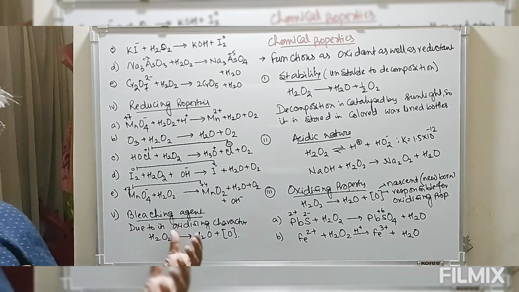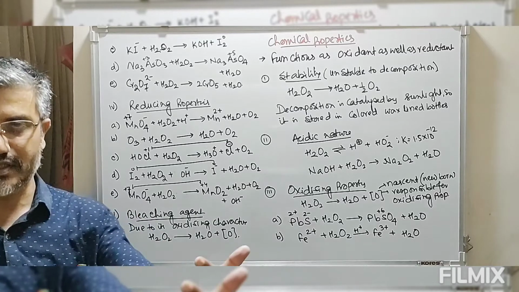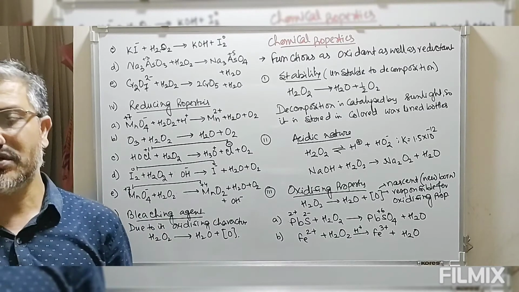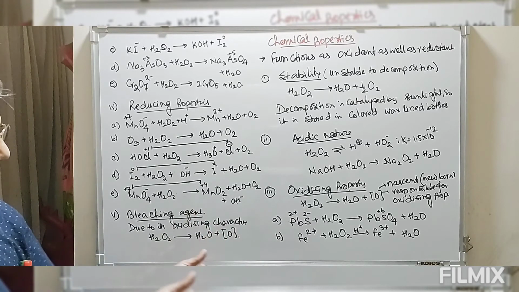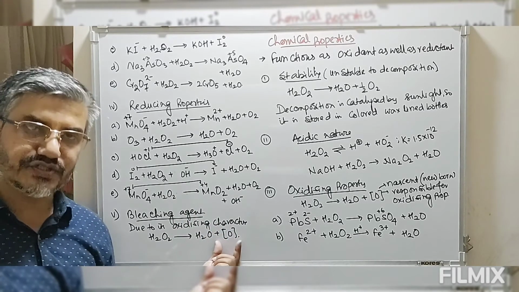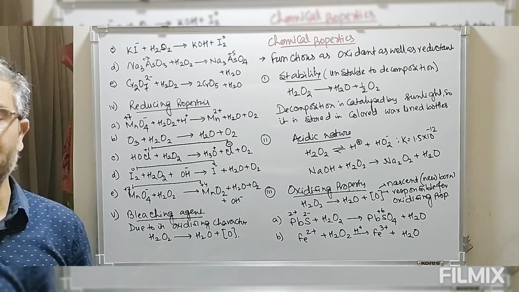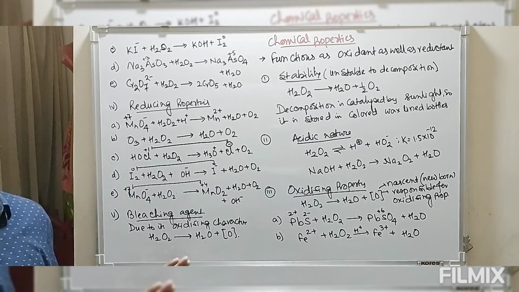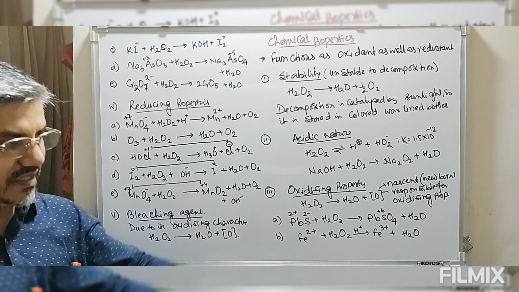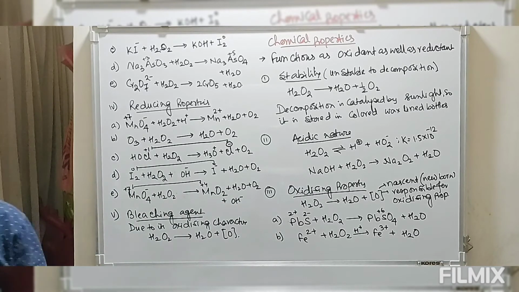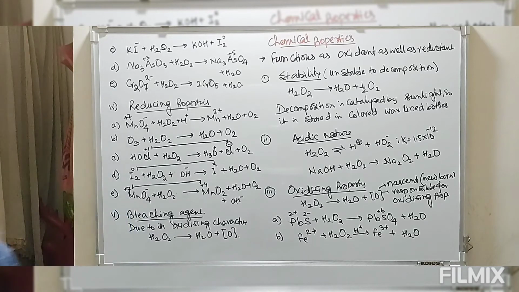So the bleaching action of hydrogen peroxide: bleaching is to fade the color. Now the bleaching action of hydrogen peroxide is because of its oxidizing character, and this is nothing but the production of nascent oxygen. This nascent oxygen, which is responsible for the oxidizing property, is also responsible for the bleaching action. Bleaching means to fade the color. So these are some of the chemical properties in which hydrogen peroxide shows both oxidizing as well as reducing character.